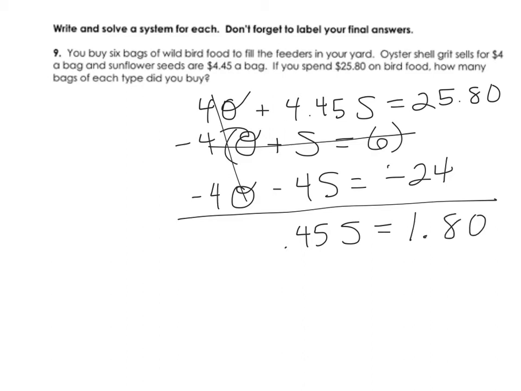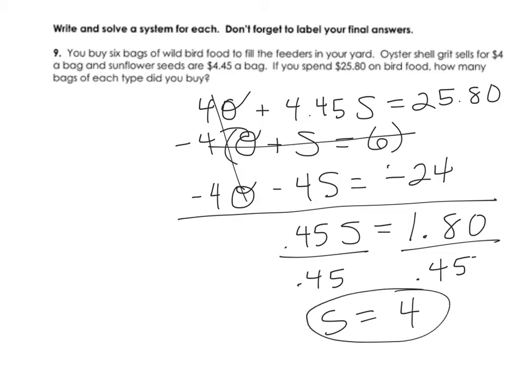180. Divide by 0.45 on both sides, and I get S is equal to 4, and we know that there's a total of 6 bags, so if 4 of them were sunflower seeds, that means that 2 of them have to be the oyster shell grit.